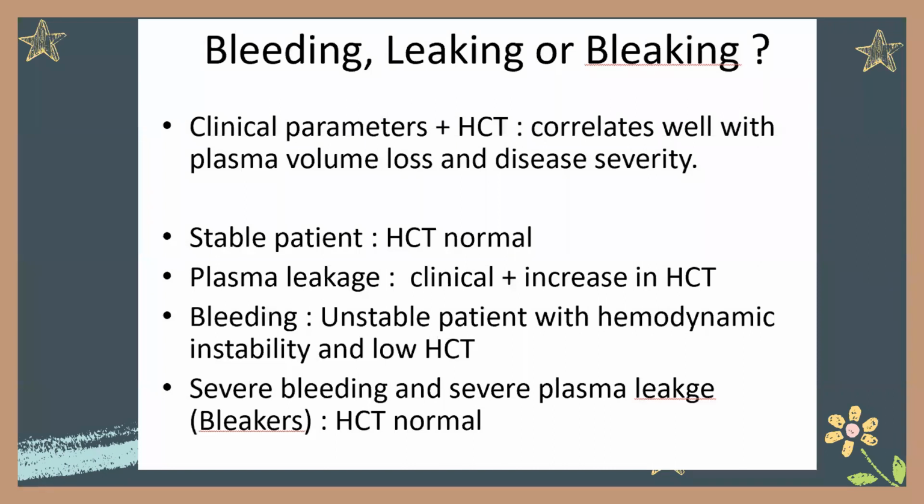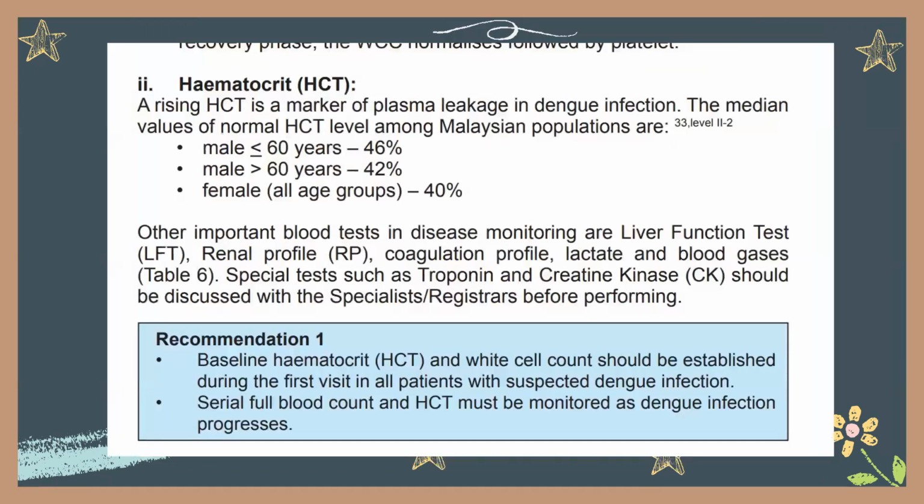Stable patient, hematocrit normal. Kalau leaking, high hematocrit. Kalau dia bleeding, very good. Tapi clinical, tapi kita jangan sebut lab saja, kena sebut clinical assessment unstable. So severe bleeding, severe plasma leakage, hemodynamically suggestive, hematocrit will be normal. Ingat clinical and lab, jangan mempandukan hematocrit sahaja. Okay, the normal value. Alright.